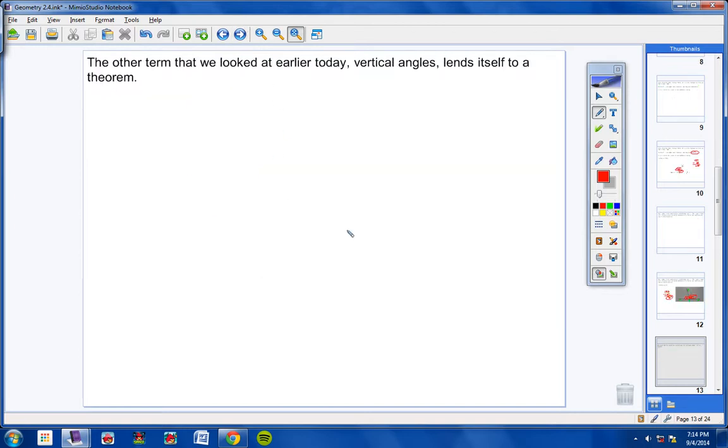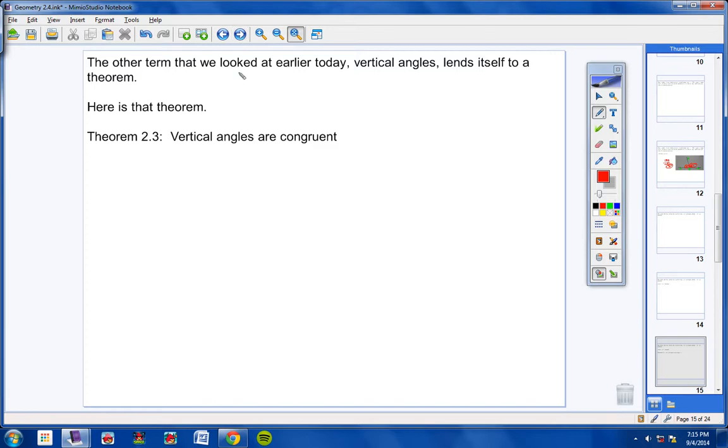Okay, now the other term that we looked at earlier today, vertical angles, lends itself to a theorem. We looked at linear pairs earlier, and they lent themselves to a postulate. Well, the vertical angle term lends itself to a theorem. And here's the theorem right here. Please copy this in your notes. Theorem 2.3, vertical angles are congruent.